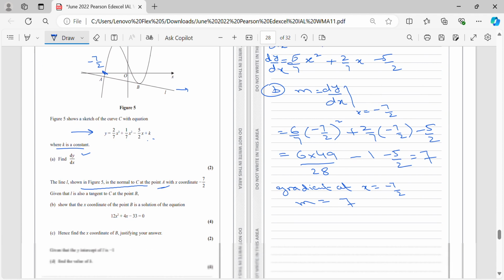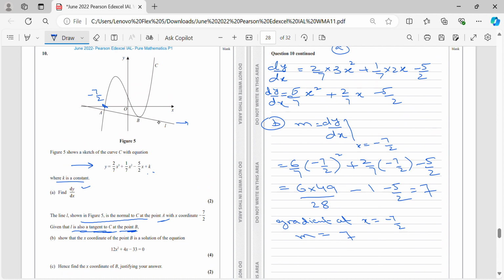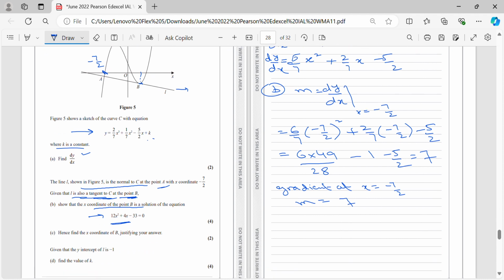Alright. Because this L is normal at A, but in the next section it says that given that L is also a tangent to C at point B. So the same line is tangent at B, and I don't know what B is here. Show that the x coordinate of the point B is a solution of the equation. So I have to form this equation. I know this is tangent and tangent is perpendicular to normal. So the gradient for tangent, which is perpendicular to normal, is minus 1 over 7.